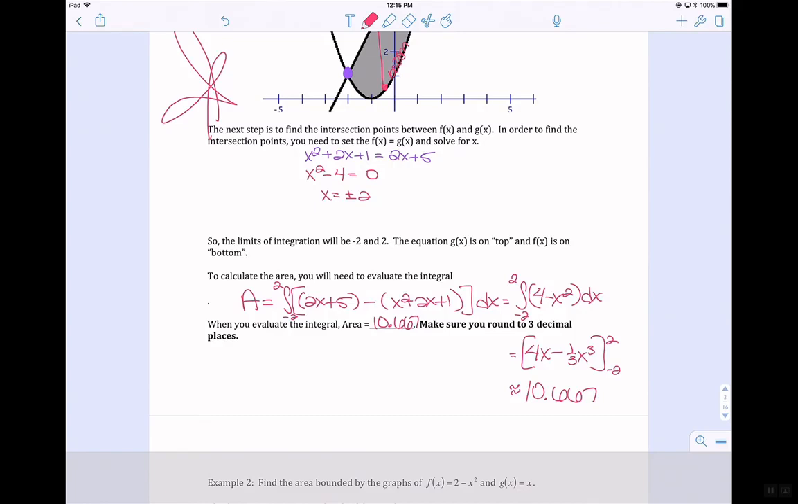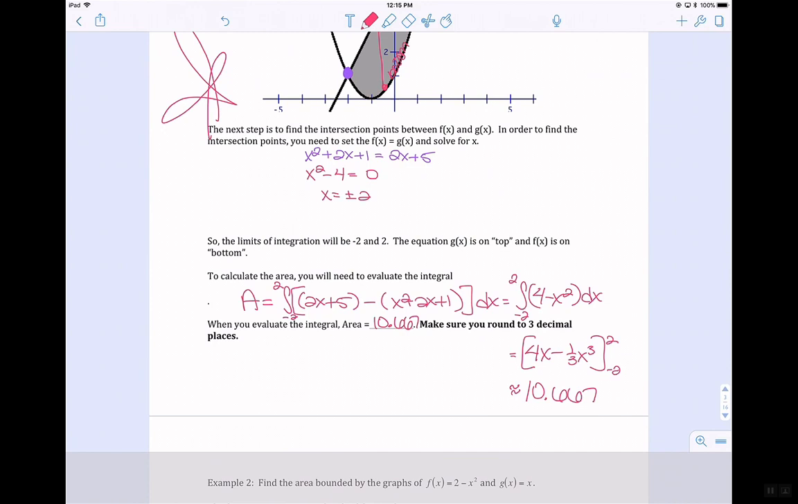So let me show you how to do this with your graphing calculators. With your graphing calculators, when you do your integral and you get a big decimal, you must make sure that you round to 3 decimal places. Not 4 decimal places, that's wrong. Not 2 decimal places, that's also wrong. 1 decimal place, wrong. No decimal places, wrong.